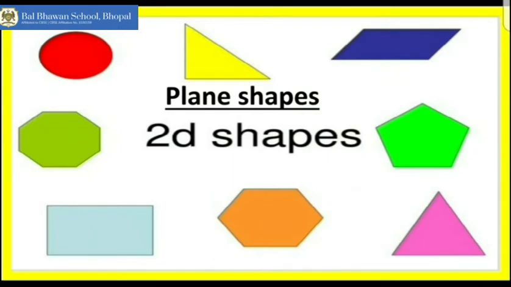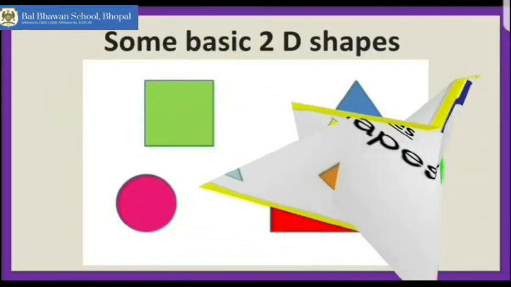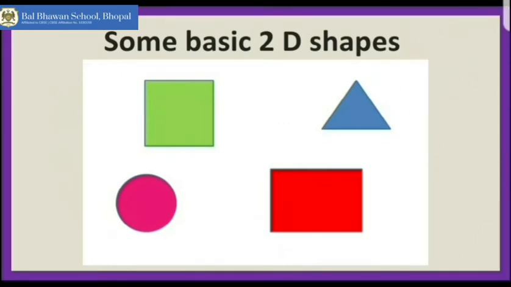Now, before we start with cone, first we will be doing a quick revision of 2D shapes which you have already done, which are also called plane shapes. So here are some basic 2D shapes. Which shape is this? It is a square. Second is triangle. Then it is a circle, and last it is a rectangle. So these are some of the 2D shapes which have only two dimensions, that is length and breadth.